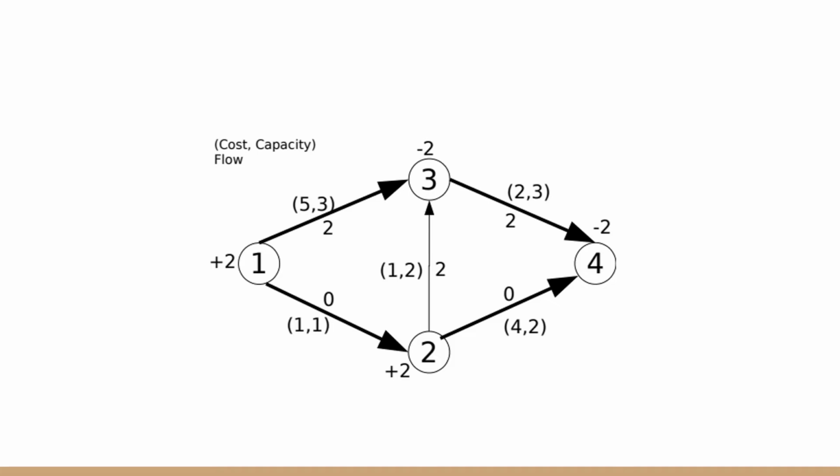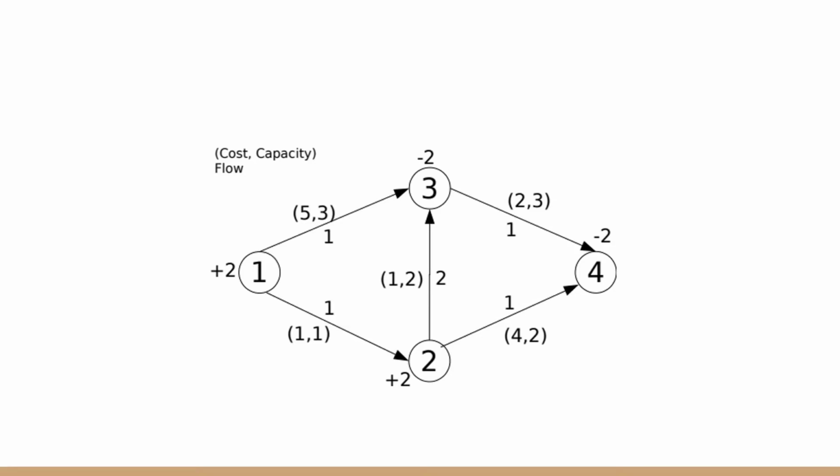So 1 to 2 now will become 1. 2 to 4 will also become 1. 4 to 3 is 2 minus 1, also becoming 1, and 3 to 1 is also 2 minus 1, becoming 1. So here is the final solution that you see, which has the minimal cost possible.